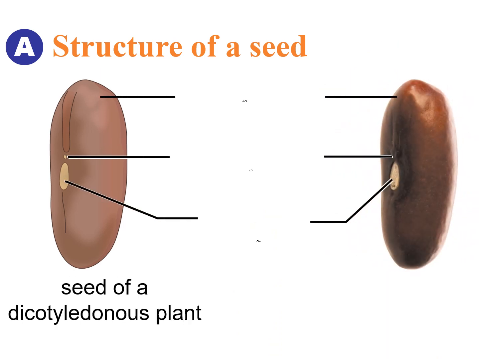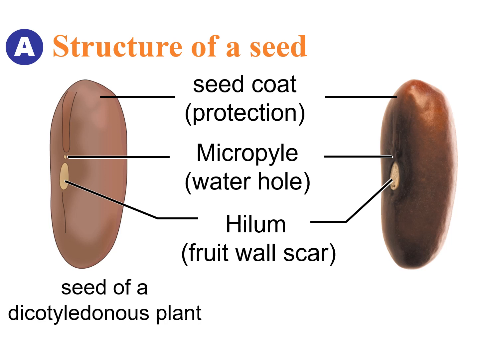So overall, on the surface of the seed, you will see three main structures: seed coat, micropyle, and the hilum. Seed coat for protection, micropyle for water absorption, hilum as a fruit wall scar.